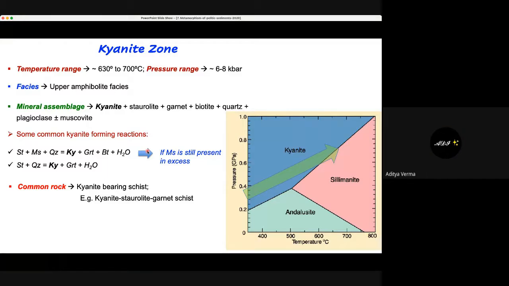Sir, in the kyanite zone, if the minerals are metamorphosed again from low P-T condition to high P-T condition, but within the same kyanite zone, then what changes will occur? I did not understand. So in the kyanite zone, what we see is that if you are in the temperature range of 630 to 700 degrees centigrade, kyanite starts forming.